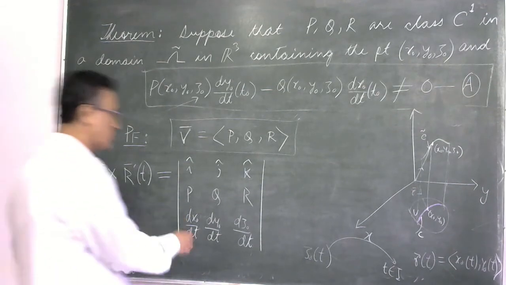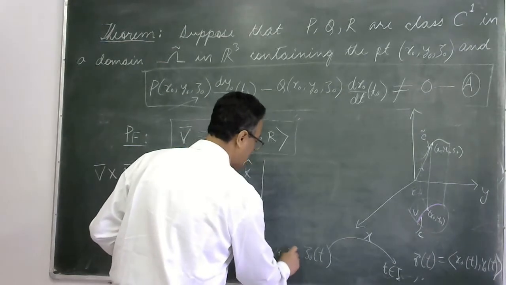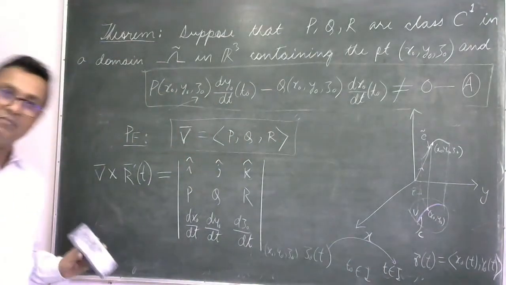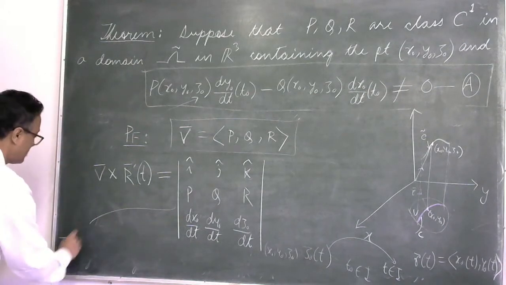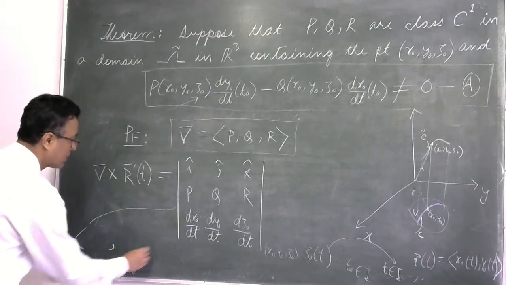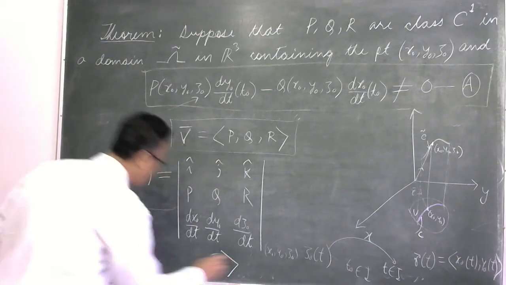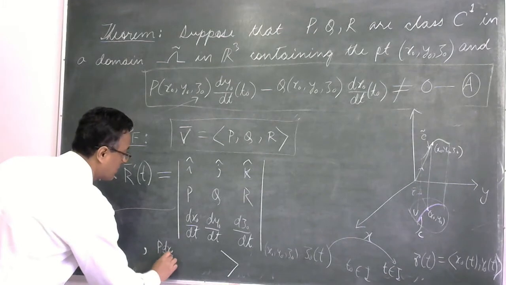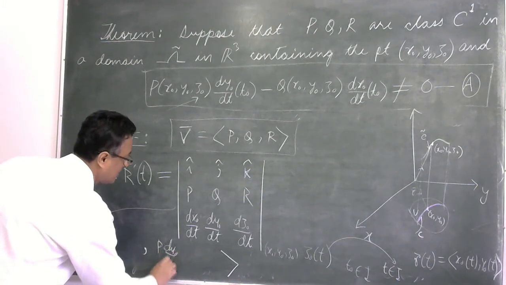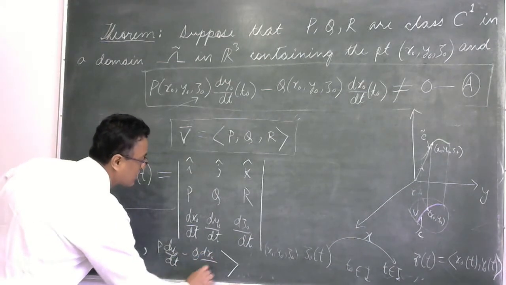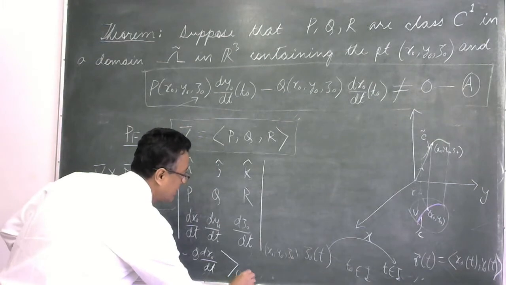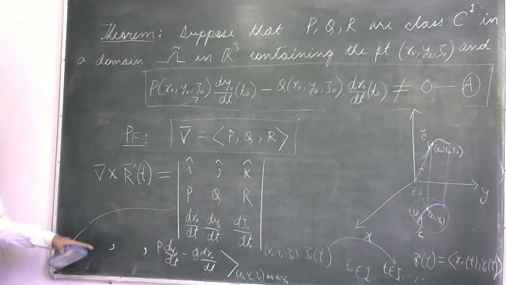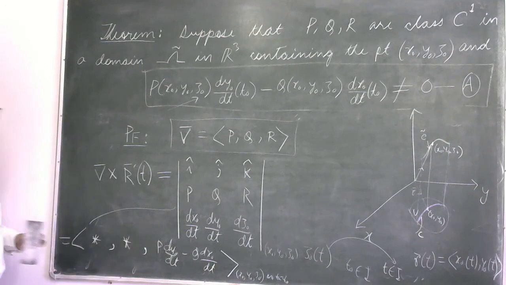And of course, let us assume that x naught, y naught, z naught corresponds to the point t naught belonging to I. Fine? So from here I am going to get some vector where the third component is going to be given by p dy naught dt minus q dx naught dt. Of course, this has been taken at the point x naught, y naught, z naught, or t equal to t naught. I have some component here. Is it okay with everybody?